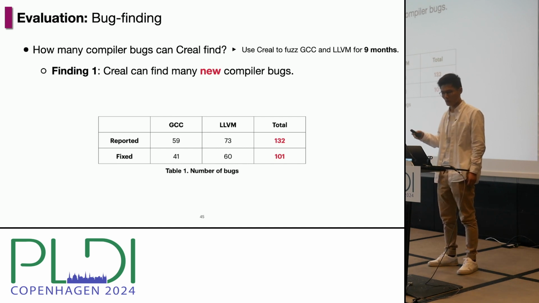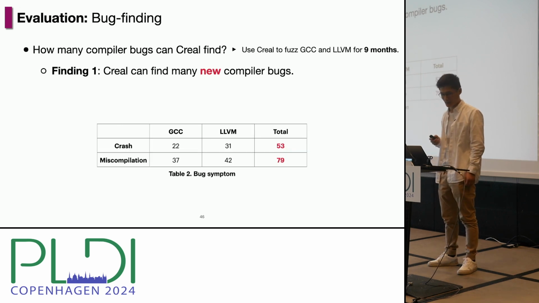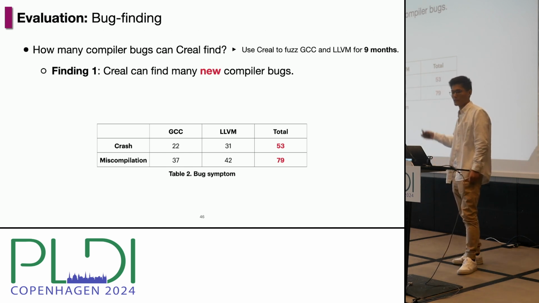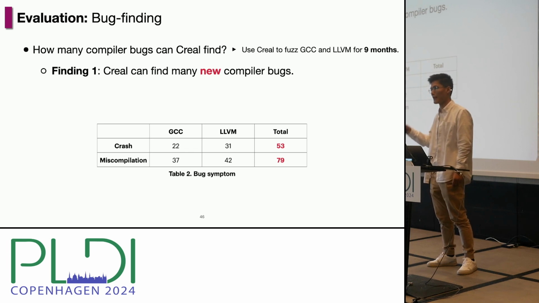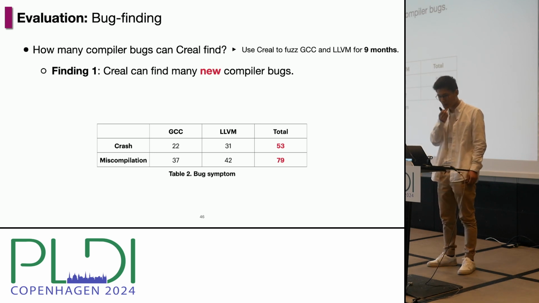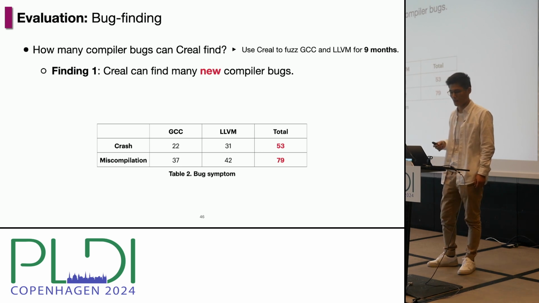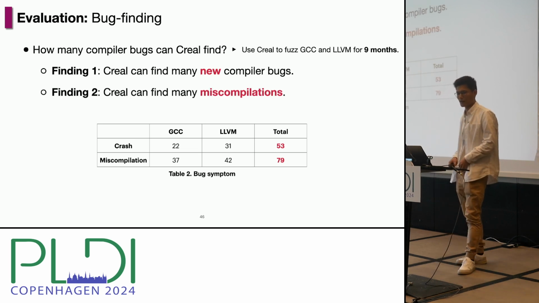And then we need to understand what kind of bugs we can find. So we classify those bugs based on their symptoms. We find that it's either a crash or a miscompilation. 53 of them are crashes, leading to a compiler crash, and 79 of them are miscompilations, meaning that the compilers made mistakes when they emit faulty code. So more than 60% of all the bugs that we found are miscompilations. That leads to a second finding: Serial can find many miscompilations in production compilers.